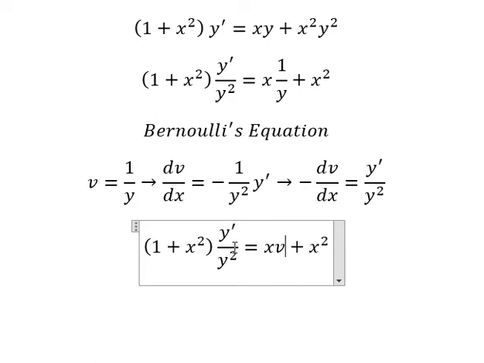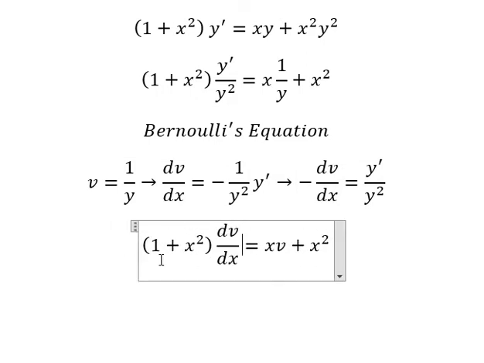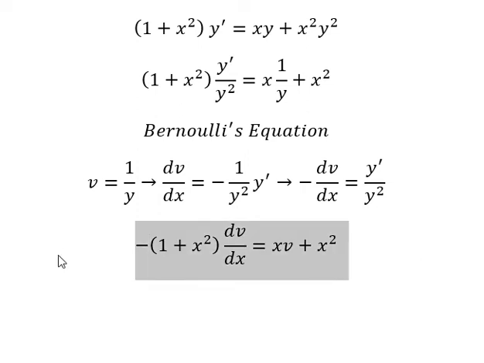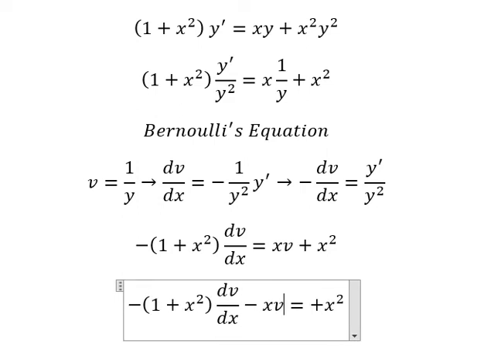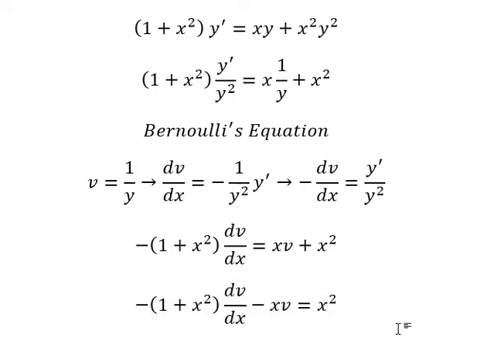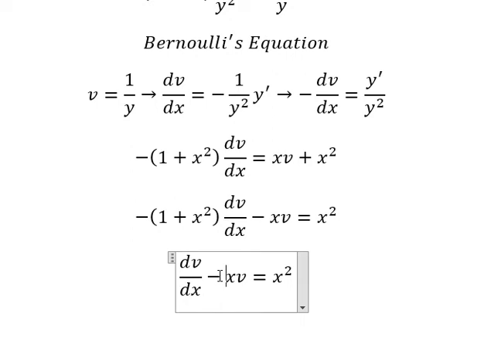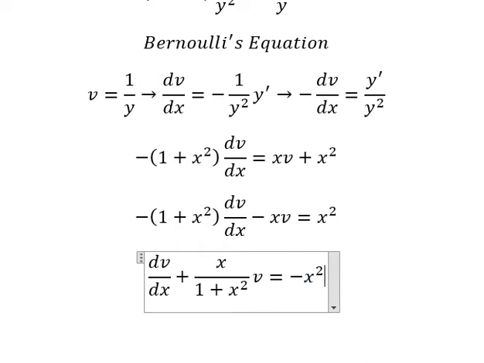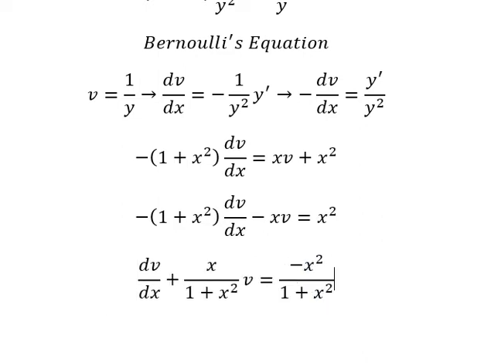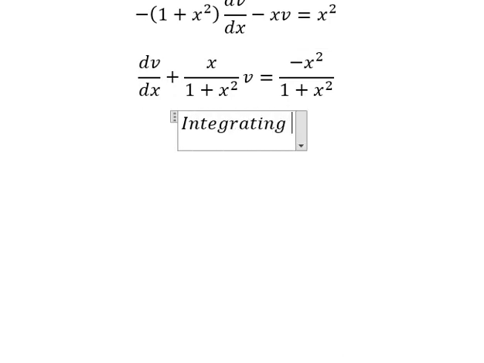This one we change to v. This one we change to negative dv over dx. Next, this one I will put on the left, and we have negative sv. After that, we divide both sides by negative 1 plus x squared. Next, we have v and the first derivative of v, so we can use an integrating factor.